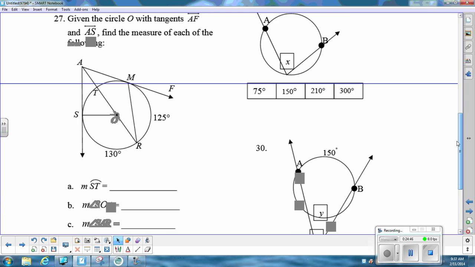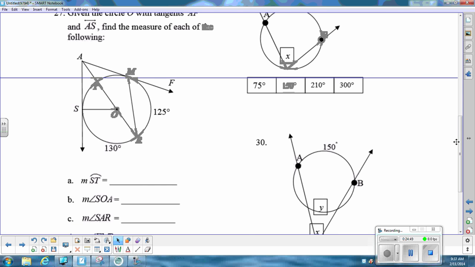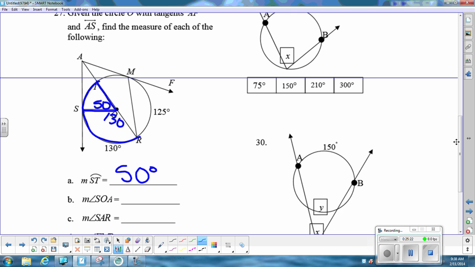27. Got a lot of parts here. So we're going to look at each part as we go. Let's look at what we know first. We know that this arc right here is 130 degrees, which means this angle is 130 degrees. And then that makes this angle right here, its supplementary angle, 50 degrees. So arc ST is going to be 50 degrees because it's intercepted by that 50-degree central angle.